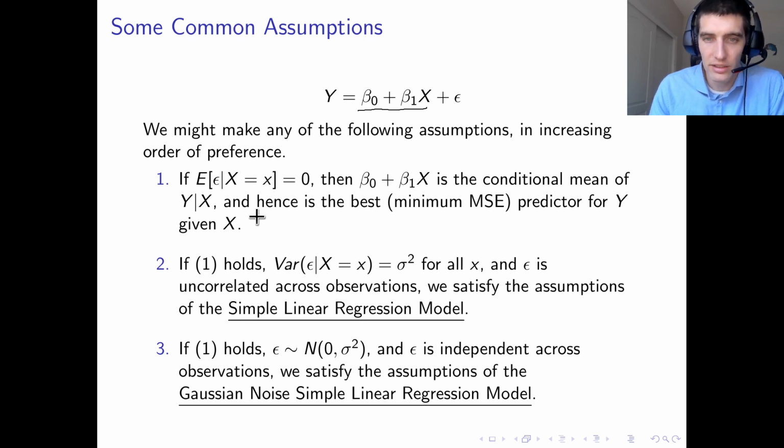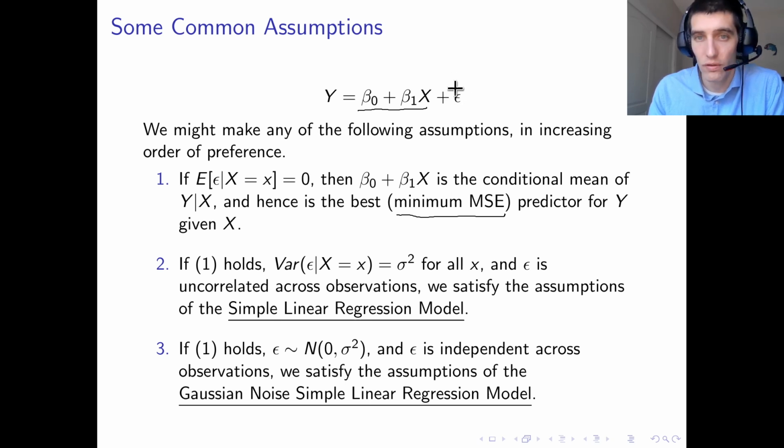Why is that good for us? Because if this term is the conditional mean of y given x, then it is the best predictor for y given x, and by best here I mean minimum mean squared error. We talked about in previous lectures, we want to estimate the conditional mean. This will minimize mean squared error. We can do that if we know that the conditional mean of epsilon is 0 for every x. Okay, so this is good, but it gets even better.